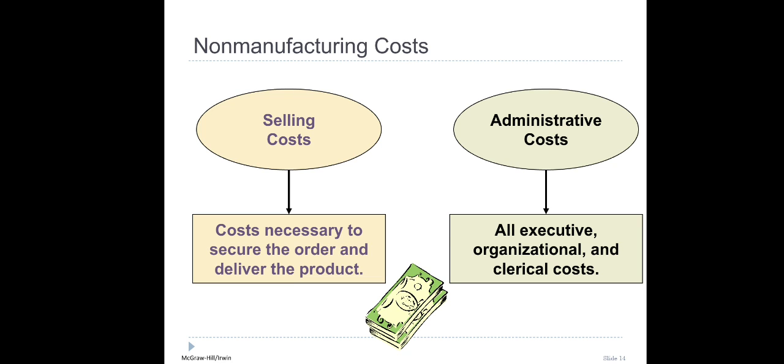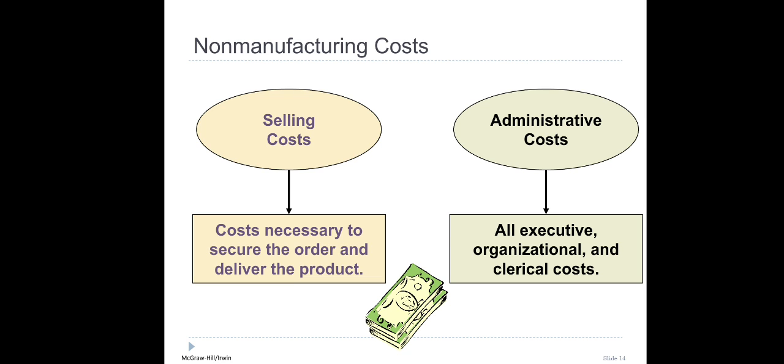So when you have this kind of business, you have to pay two types of costs. First, manufacturing costs, the cost that you have to pay to manufacture or produce the product. And the second type is called non-manufacturing costs. These are the costs that you have to pay when you manage the business. Non-manufacturing costs can be categorized into two types: selling costs and admin costs.